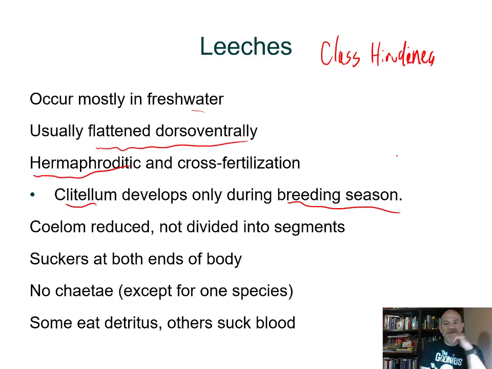The coelom is reduced, and we don't have divided segments inside, so there's no septa in there. So this is a modification from ancestors of the earthworms. The leeches evolved from a common ancestor with the earthworm group in the newer understanding. Again, they have suckers on both ends. They're not going to have any chaeta, so they lost those bristle-like structures. Some are detritivores, others are going to suck blood.